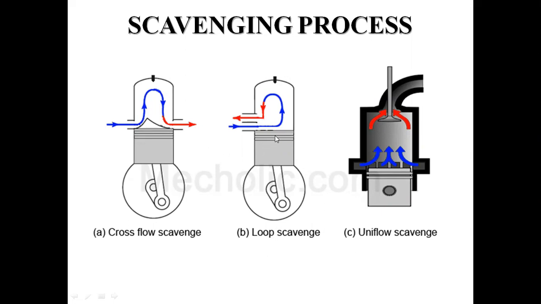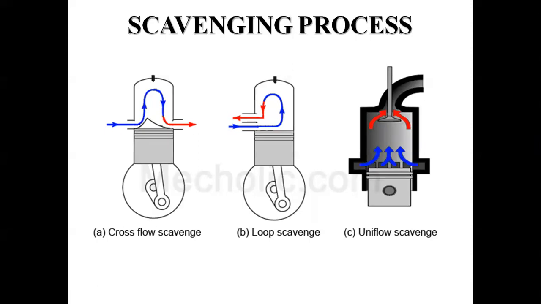For a loop scavenge system, we have both the ports located on the same side, and we have a flat piston assembly, and then scavenging takes place, and the entire operation is controlled by the motion of the piston. Whereas in a uniflow scavenge, the exit is from above, and the entry is from the lower side of the cylinder.